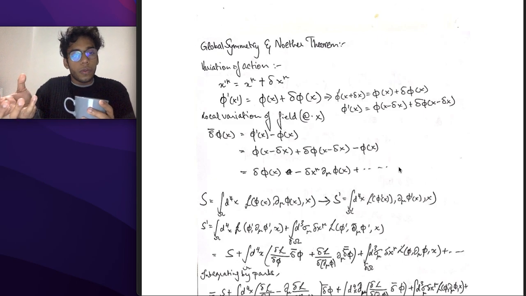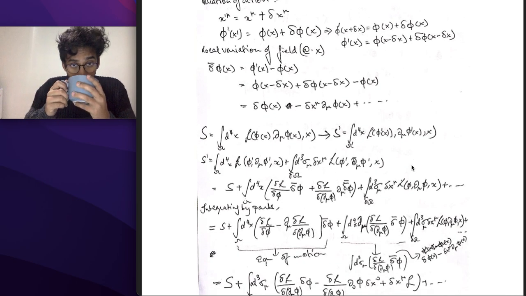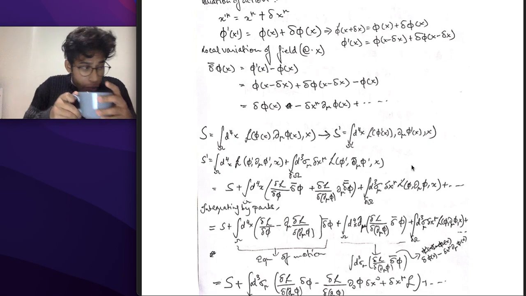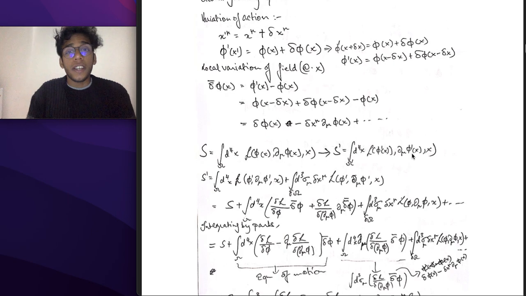So just understanding how the variation of action leads you to a conserved quantity, and then that gives you a Noether's current. This is essential to understand if you're working in QFT, but it's also really beautiful and a really simple idea.